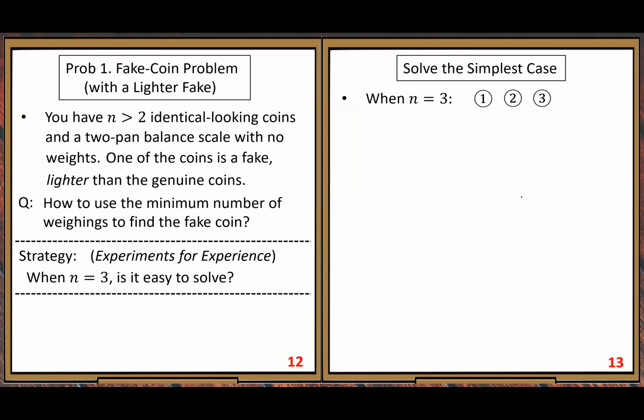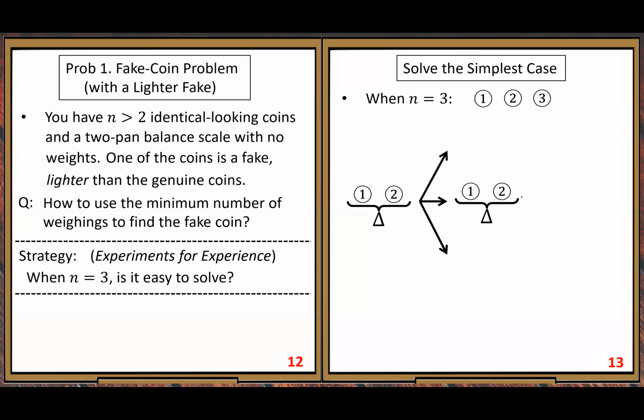1, 2, 3, 3 coins. Now we put them on a two-pan scale. Coin 1, coin 2, put on two sides of the scale. There are 3 different cases, right? You need to study these 3 different cases.